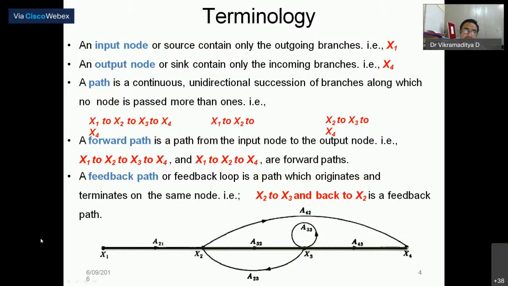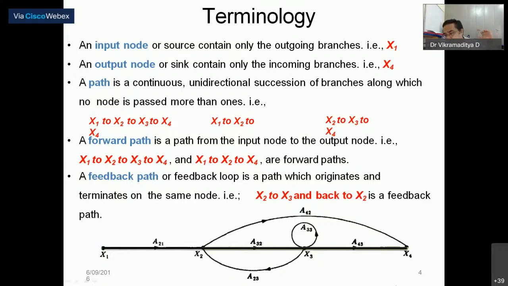So this path has been classified into two forms: forward path and feedback path. So what is a forward path? A forward path is the path from input node to the output node. This is your input node and this is your output node. So how many forward paths are there?